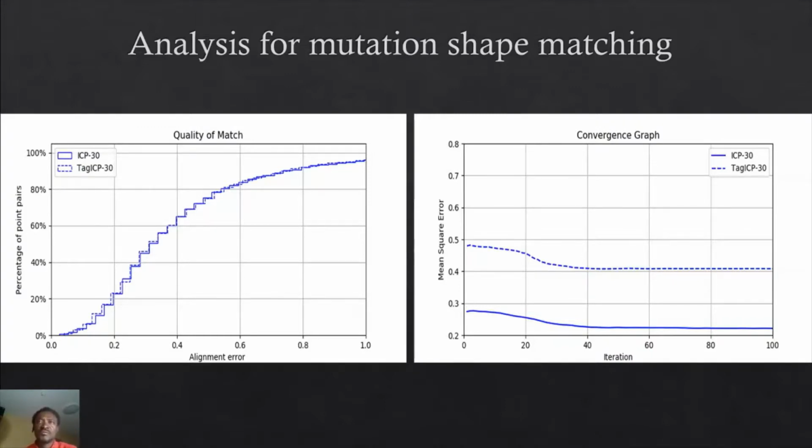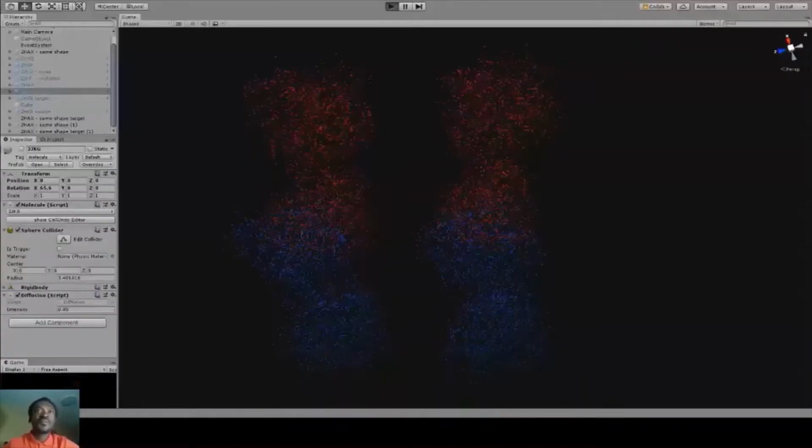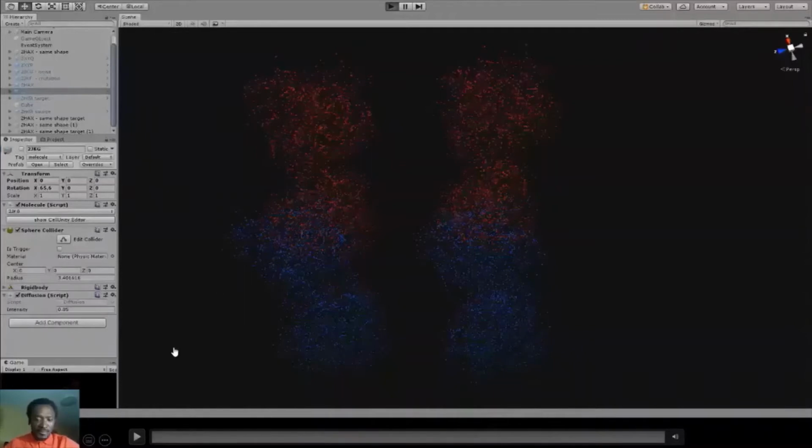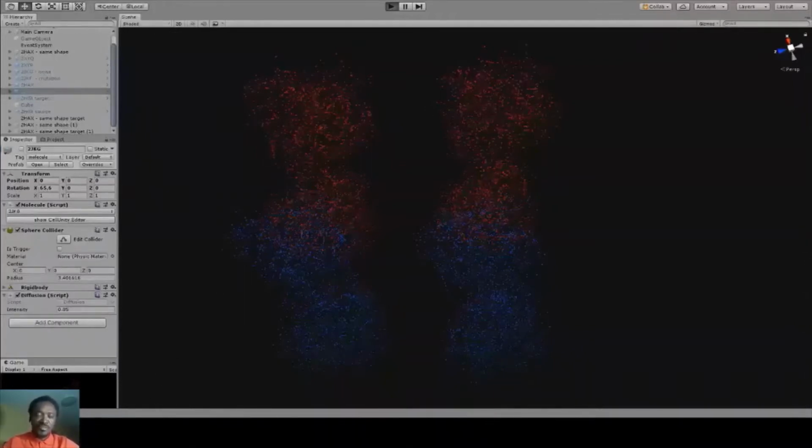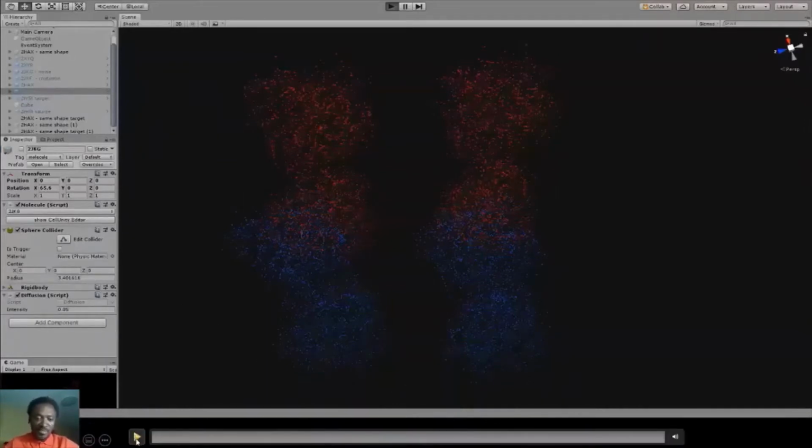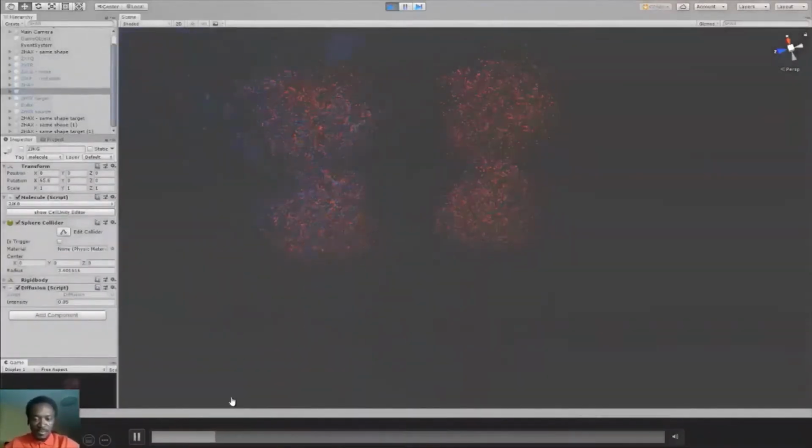Tagged-ICP considers same atom types and matching neighbors when finding a correspondence for a point. However, when this match is not found, the algorithm reverts to the closest points amongst the same type of atom. So Tagged-ICP might be worse in terms of distance, but it's better in terms of matching atoms to the same tag. So this slide shows an animation in Unity 3D of registration using ICP and Tagged-ICP of the same point cloud.